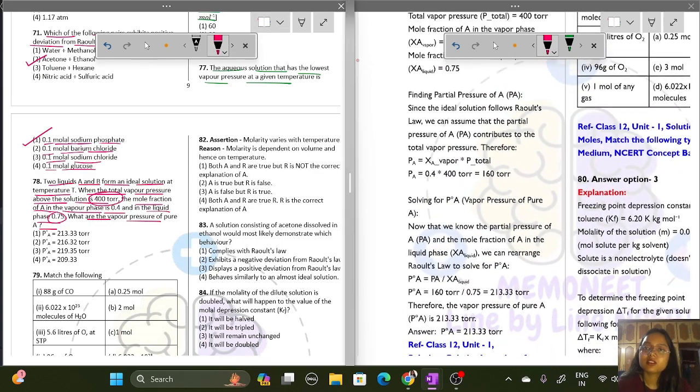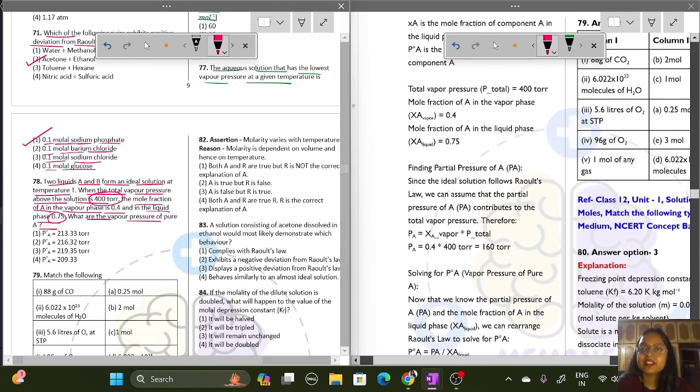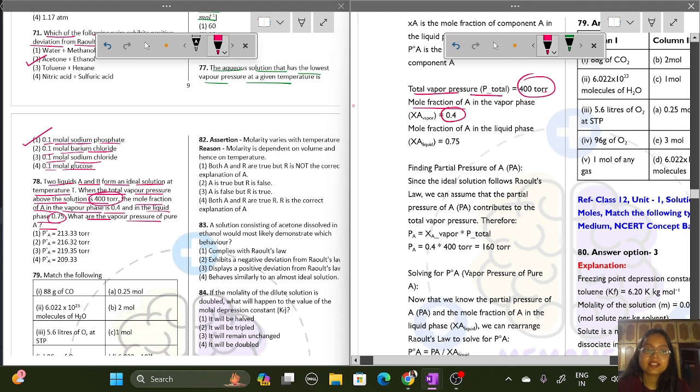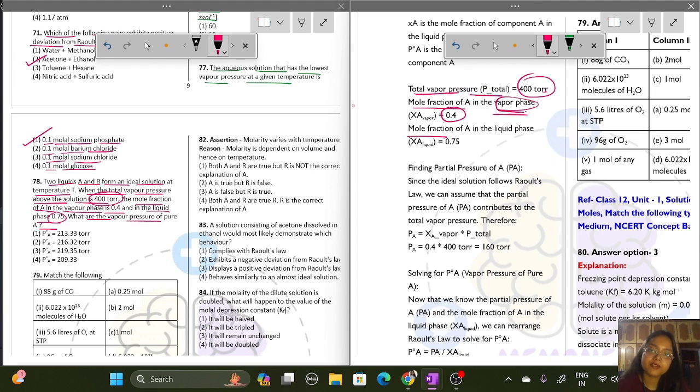Now, in the question it is given that the total vapor pressure is 400 torr, and the mole fraction of A in the vapor phase is given as 0.4 and in the liquid phase it is given as 0.5. Now we have to find out the partial pressure of A.